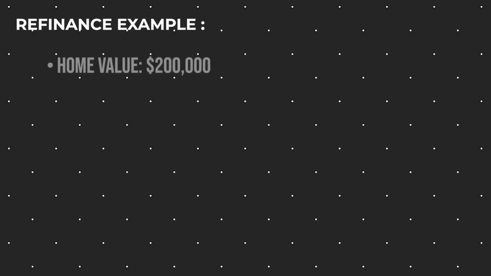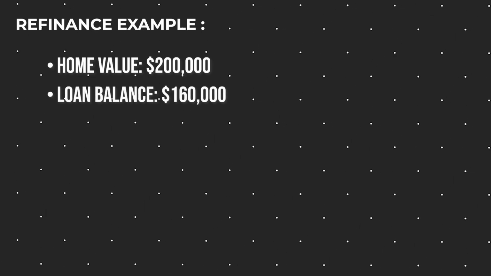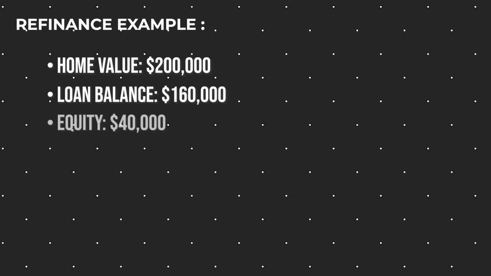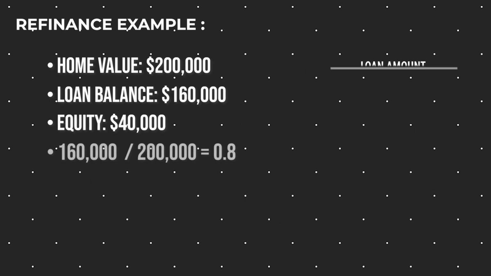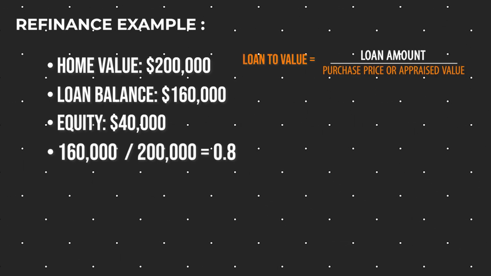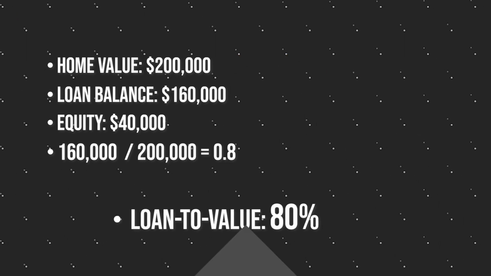Now, here's another example if you're refinancing. Let's say your home appraised value came in at $200,000 and you have a $160,000 loan balance. 20% equity in the property is $40,000. $160,000 divided by $200,000 gives you a loan to value ratio of 80%.